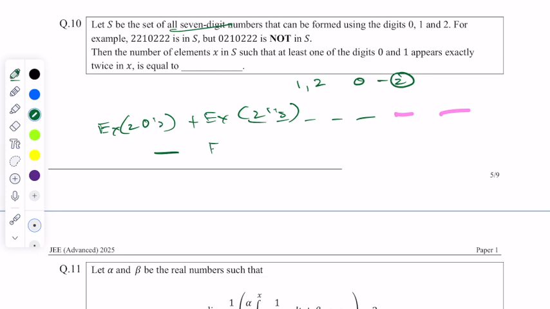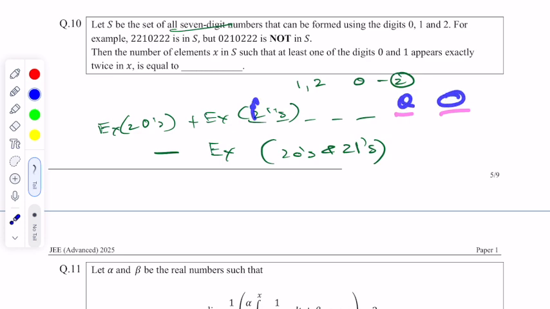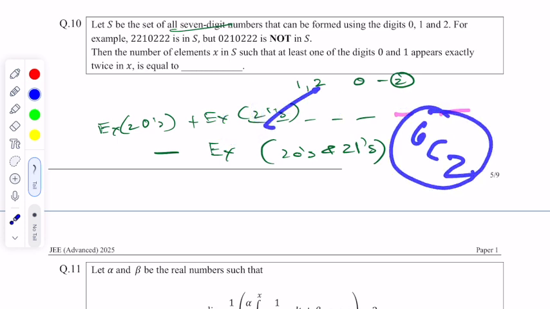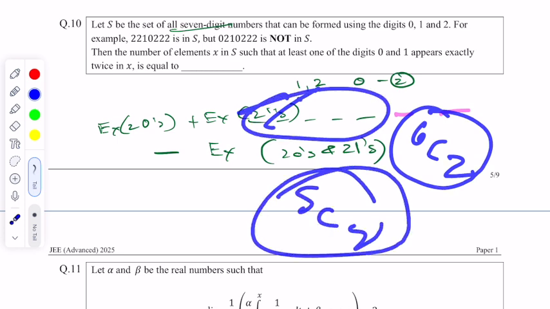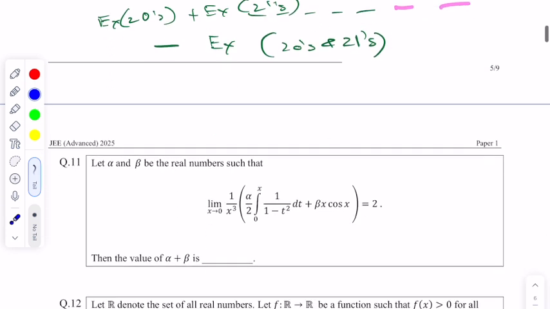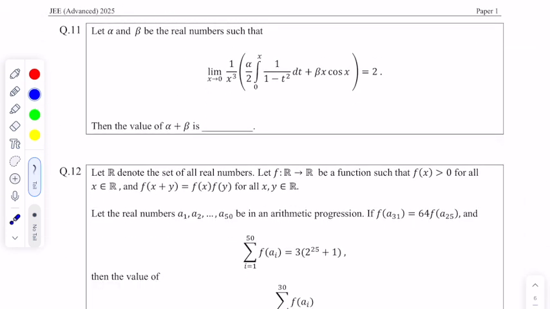we'll subtract the case when we have exactly both 2 zeros and 2 1s, because we have to subtract the common intersection. So in that case, for zeros and 1s, we have to pick 2 places for zeros. For 1, we can pick the first digit also. So first I can place 0, we have to pick 6C2 for the zeros. But for the 1, we can pick from the remaining 5, that will be 5C2. Rest all need to be filled by 2. Like 2 means not 2 options, but the digit 2. So this is also a straightforward question. Let's move on to the next one.